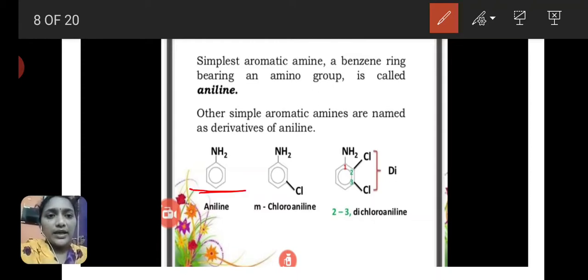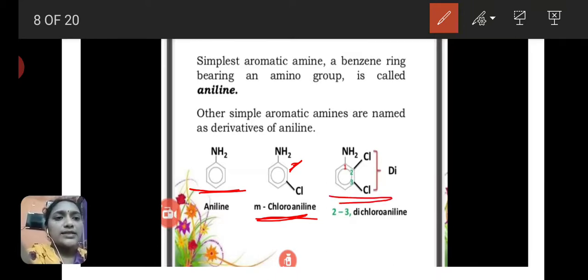Okay, this is the aniline structure. Simply, the benzene ring has an NH2 functional group, so it is called aniline. And the second one, a derivative of aniline, is here: metachloroaniline. This is the ortho carbon, and this is the meta carbon. The meta carbon has chlorine, so it is called metachloroaniline.